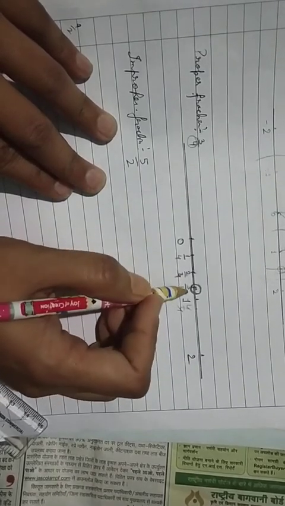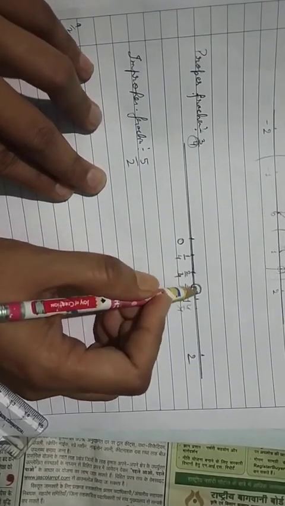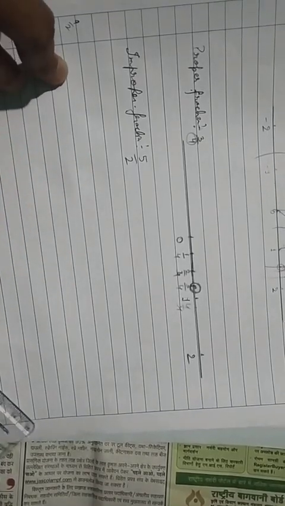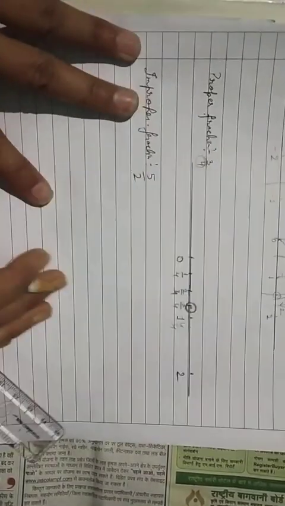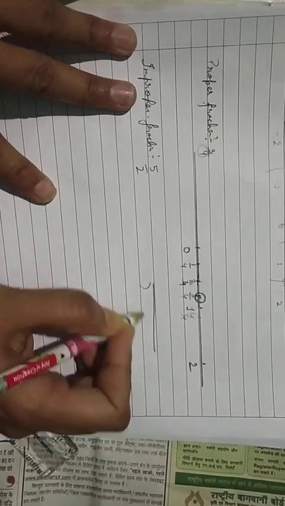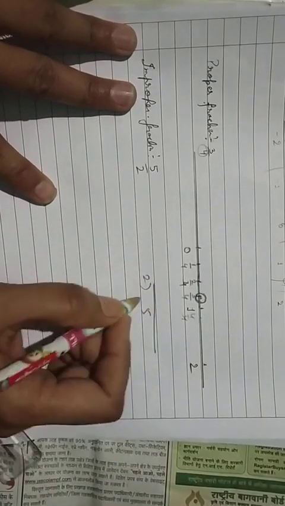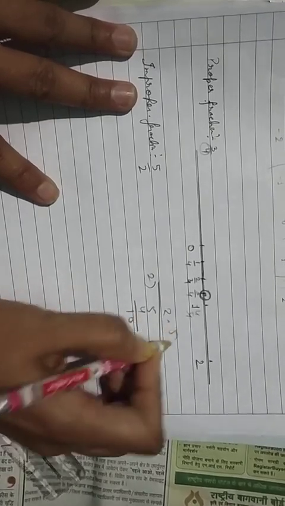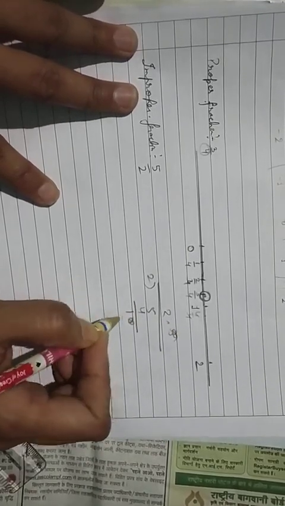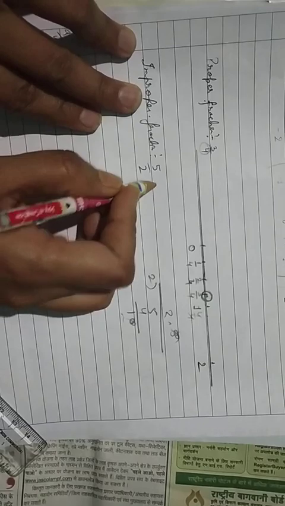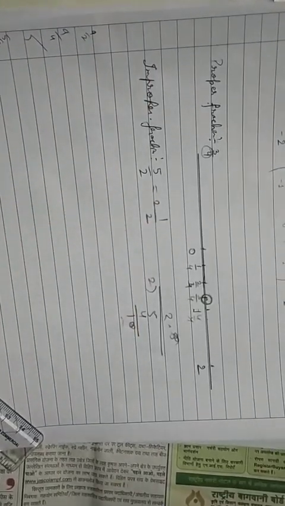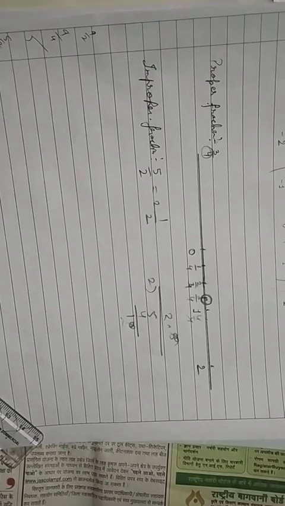This is the proper rational number representation. Suppose your rational number is improper. In the improper case, first of all we will divide it and change this into a mixed fraction. 2 2s are 4 and 2 5s are 10. So its mixed fraction will be equal to what? 2 1 by 2.